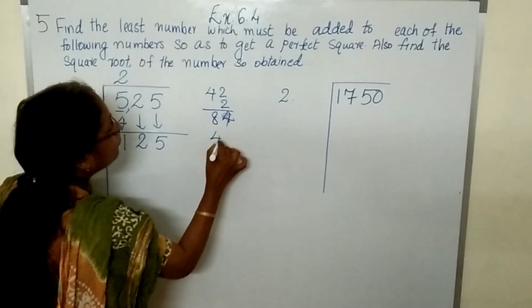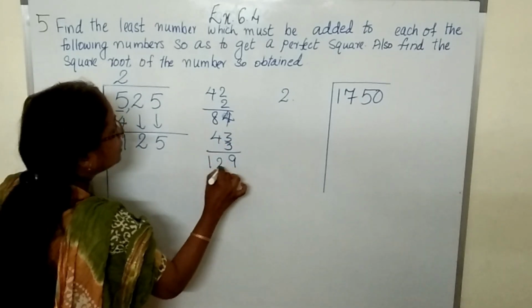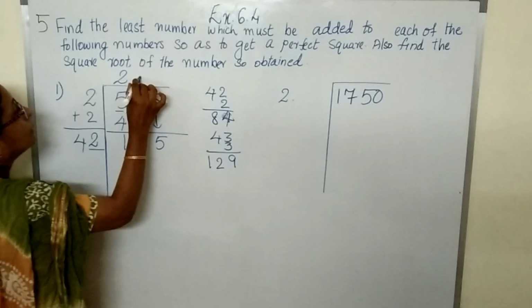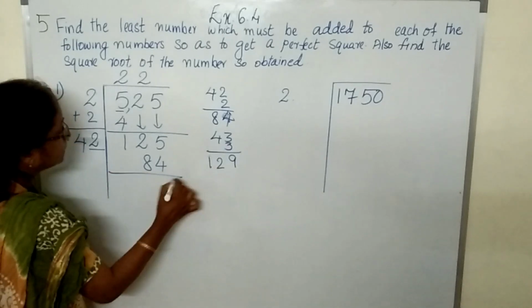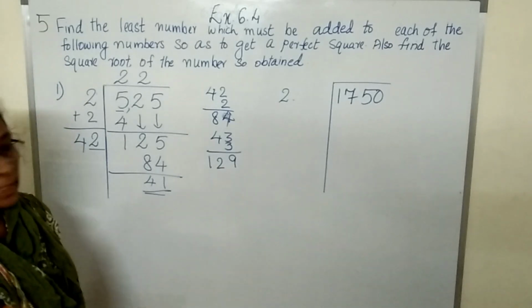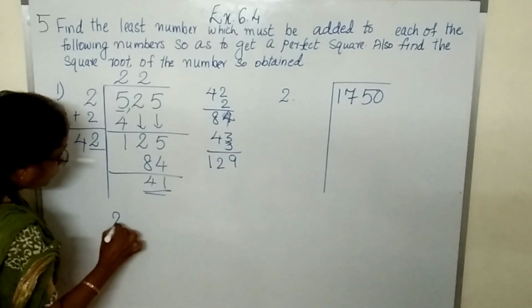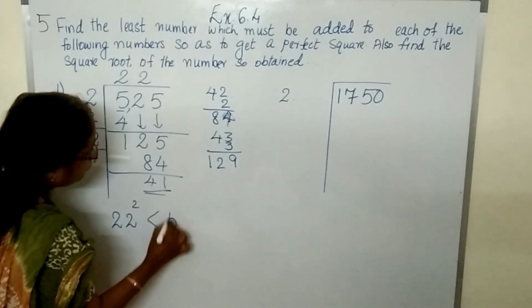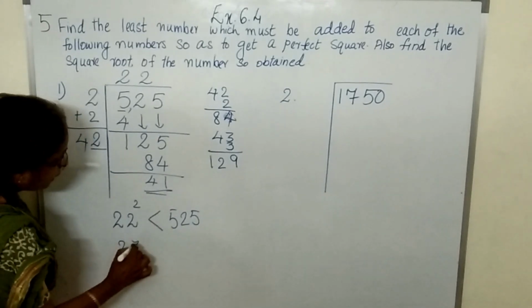84. Let us try 43 into 3. 3 3s are 9. 4 3s are 12. We cannot take this number. So we have to go with 42. Now 42 twos are 84. 1 and 4. Here we got a remainder 41. That means 22 square is less than 525. So we have to find out what is 23 square.